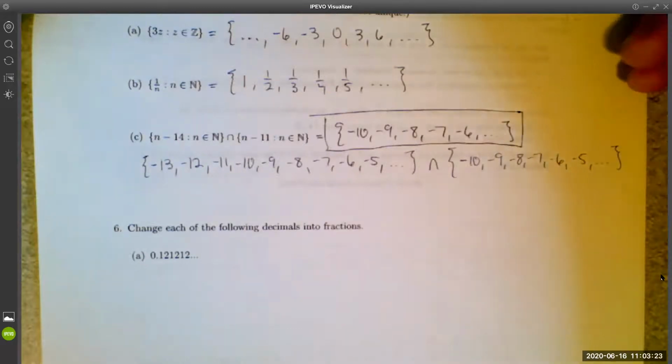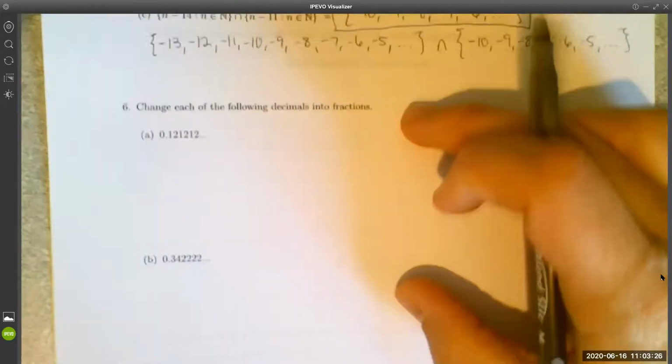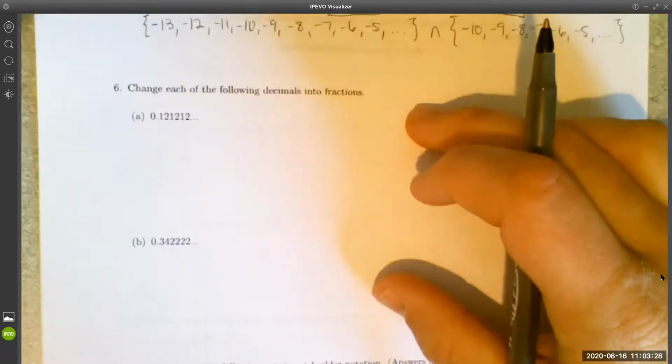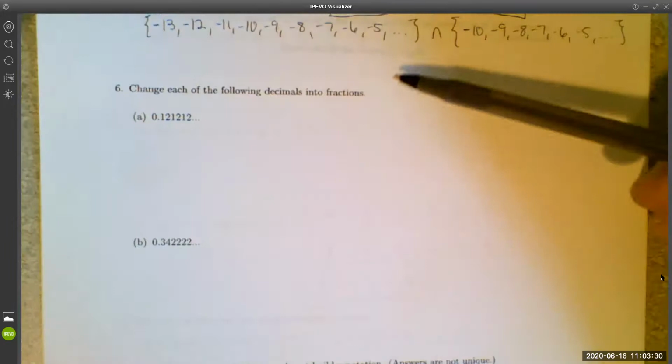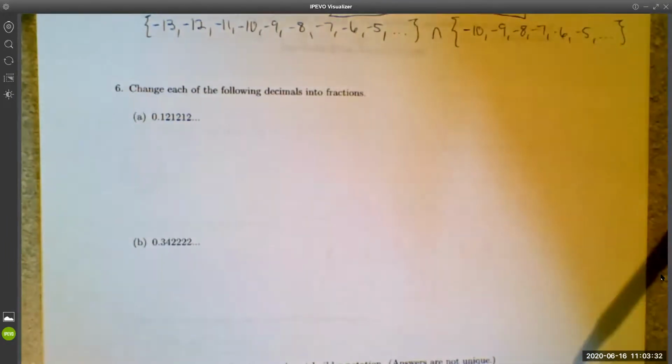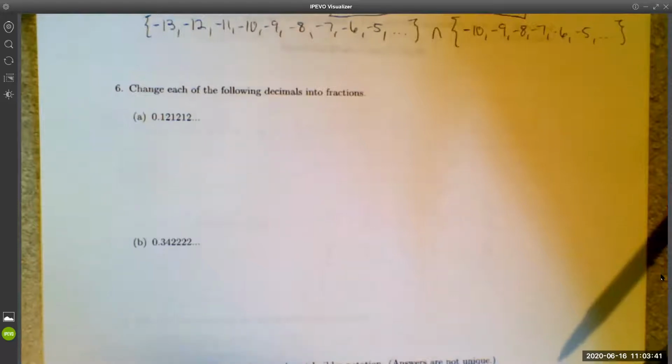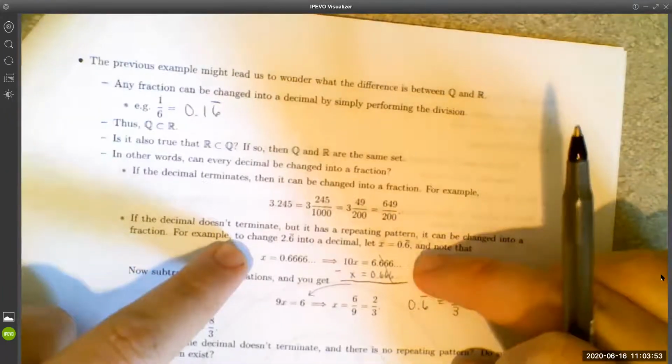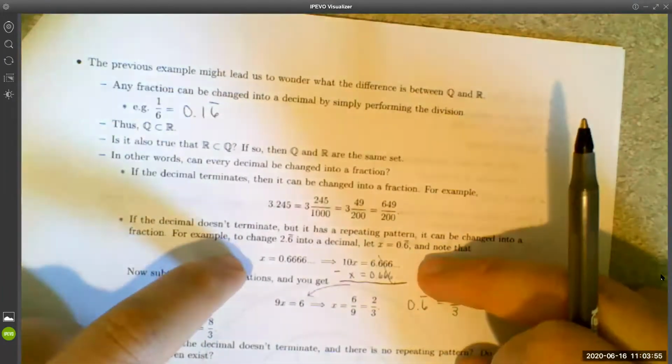So that's that. Number 6. Here's a skill. Here we're supposed to change the following decimals into fractions. This is something that I think we just sort of expect you to know how to do, even though at no point in the curriculum do we ever go over how to do it. So I'm going to show you how to do this. We've actually seen an example already when we were talking about 2.6 repeating forever. We talked about that here, right? This is how you change repeating decimals into fractions.